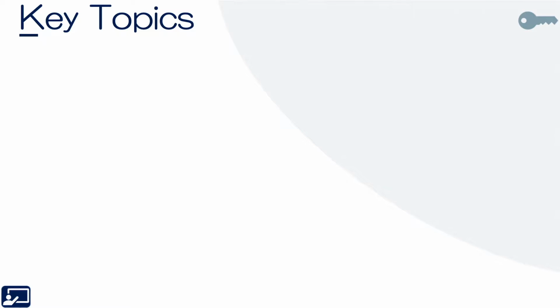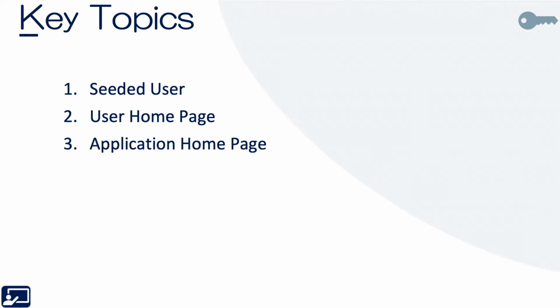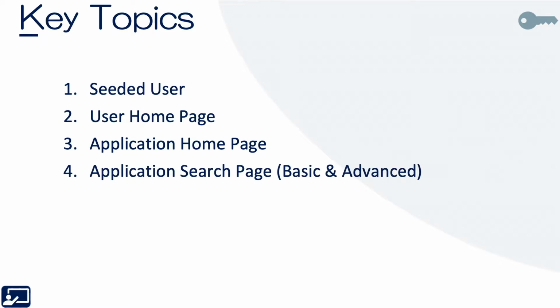Okay, so let's get started. It's a pretty standard layout we go through in the out-of-the-box reporting videos. So first, we're going to start with the seated user. Next, with the user homepage. So that's the seated user's homepage. Then we'll go to the application homepage, and what we call the application search page.